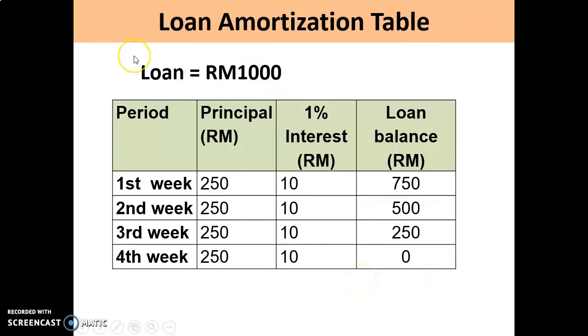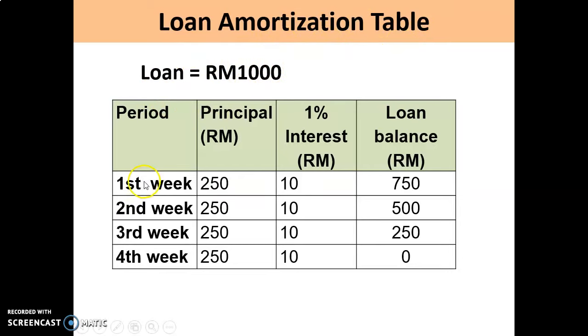And then just now you have obtained the loan amount of RM1000 to finance the burger kiosk, to pay for the burger kiosk. So you need to calculate the payment of the loan. So it is called a loan amortization table. Let's say you obtain a 1k loan.